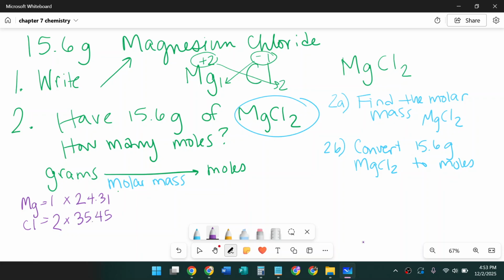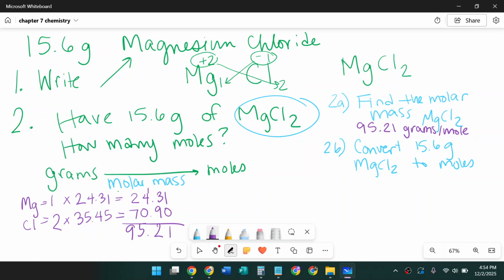That means that in 1 mole of magnesium, I have 24.31 grams, and in 1 mole of chlorine, I have 35.45 grams. But I want 2 chlorines, so this is 70.90. I'm just going to copy over this first one. Then I'm going to add them up. That would be 95.21. That's grams per mole. In other words, grams in 1 mole.